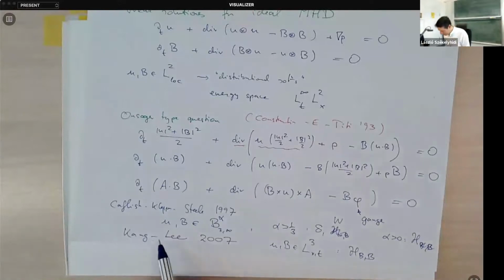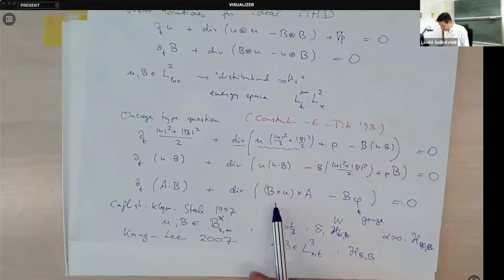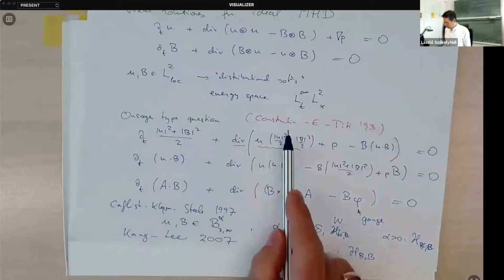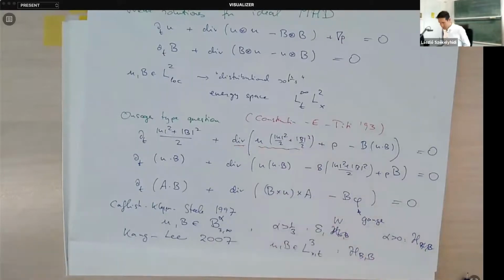This was then extended by Kang and Lee to the case where U and B are just L3. No derivative. It's like alpha equals 0. Okay, so I went a bit fast, but of course the proofs use the mollifier and commutator type arguments that Constantin Titi used in his paper.